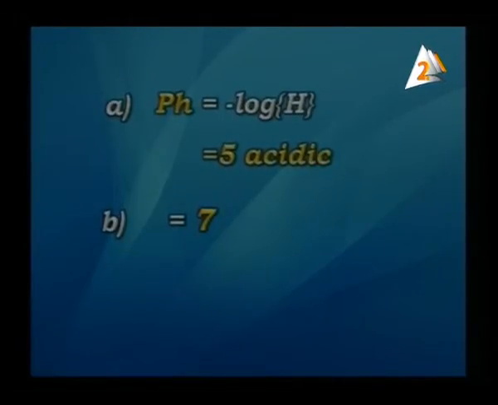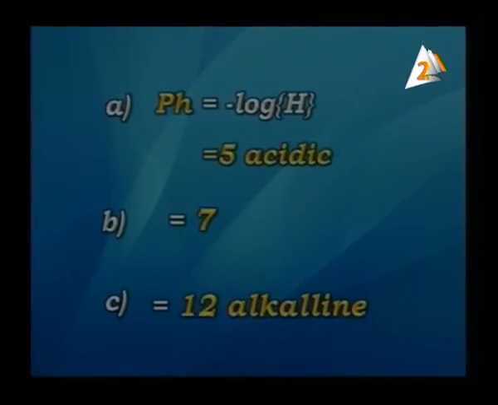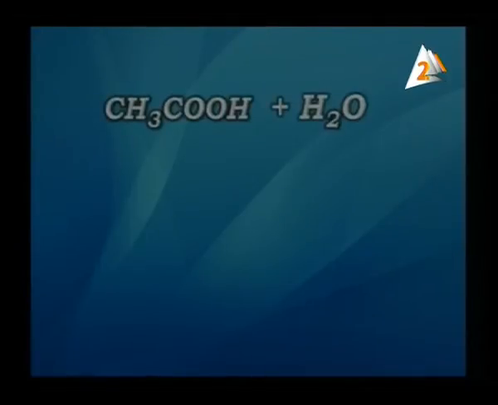So 7, what is it? It is a neutral solution, salt or water. What about letter C? Letter C, 10 power negative 12. Directly we have the final answer 12, alkaline solution. So 7 in between means neutral. More means alkaline. Less means acidic. Good and great. What about the other one?